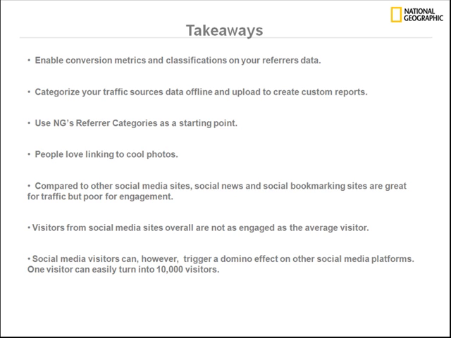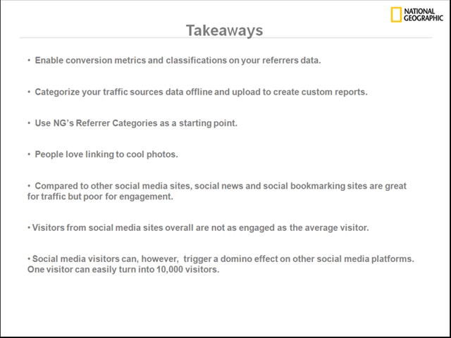Take your out-of-the-box referrers report and enable conversion metrics and classifications on it. It allows you to categorize your traffic sources data offline in a spreadsheet. You can then upload that to create custom reports within your web analytics tool. We use SiteCatalyst. I mentioned using National Geographic's referrer categories report as a starting point. I also recommended the key referrers report. And as far as types of content that we've found performs very well and attracts the social media audience, cool photos. Those are the big hits for us.